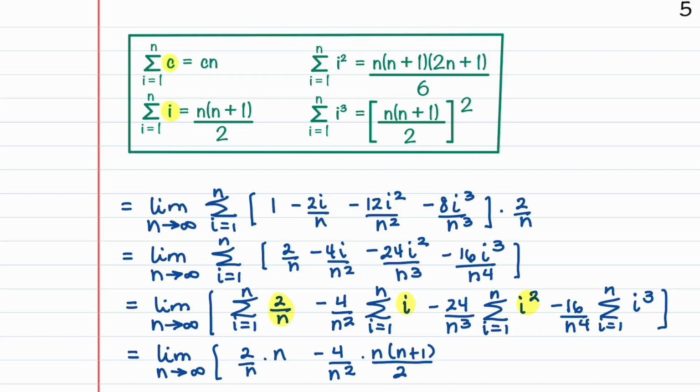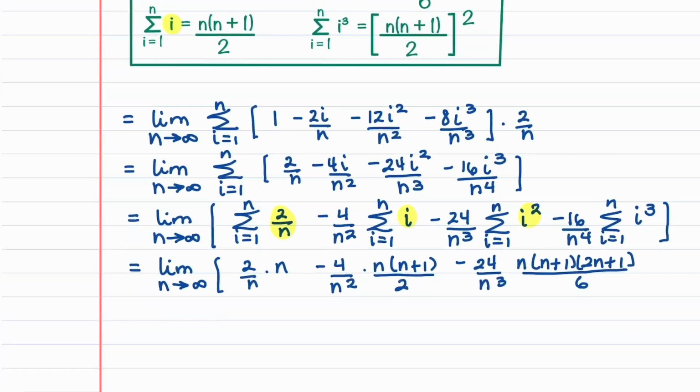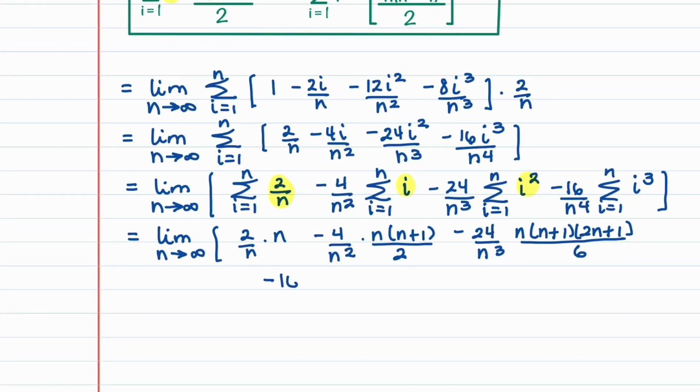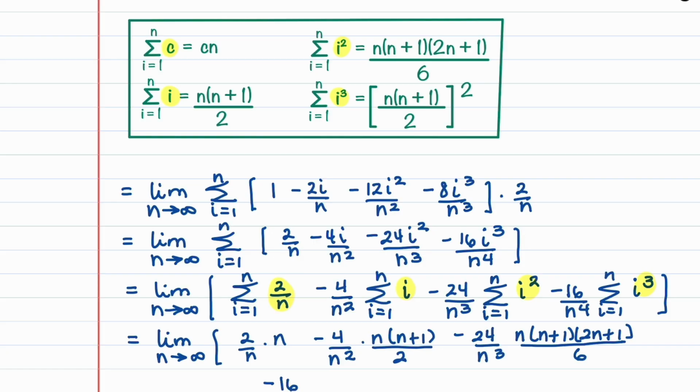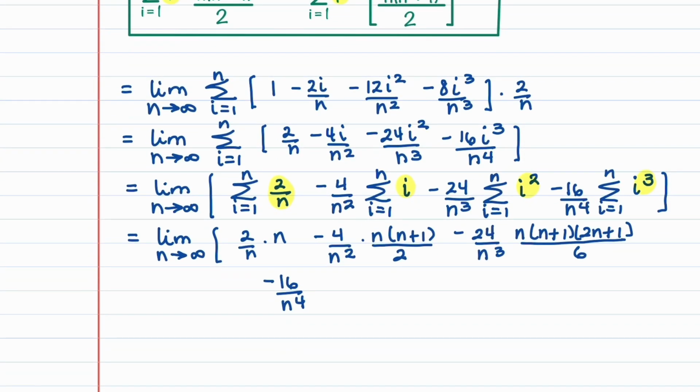Then we have the sum of i squared. This gives us minus 24 over n cubed, n times n plus 1 times 2n plus 1, all divided by 6. And then our last one is minus 16 over n to the 4th. We have i cubed. So this is equal to n squared times n plus 1 squared, all divided by 2 squared, which is 4.